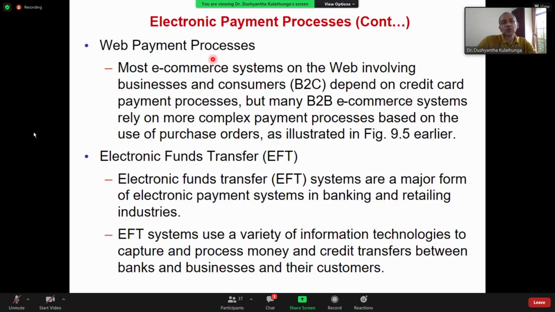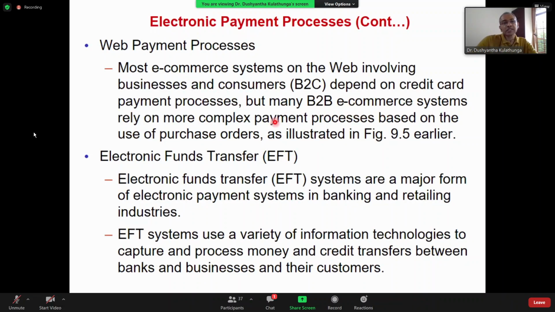Then we'll look at how we are going to make the particular payment. So how we are going to process the particular payments. Again, different options are available. The first, we identify the web payment process. Most e-commerce systems on the web involving businesses and consumers depend on credit card payment processes. Now, when it comes to the business-to-consumer environment, most of the transactions are based on credit card payments. So then for an organization, they should enable the acceptance of credit cards, and the consumers will have to possess credit cards to proceed with the particular payment processes.